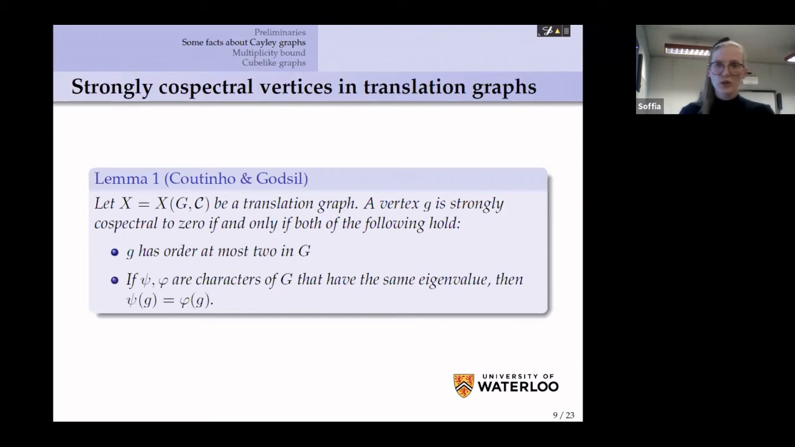Coming from this fact about the eigenvectors, we have this lemma that you can currently find in unpublished notes by Chris and Gabriel. If X is a translation graph, then a vertex G is strongly cospectral to 0 if and only if both of the following hold. G has to have order at most 2 in the group. And if chi and phi are characters that have the same eigenvalue, then chi of G is equal to phi of G.